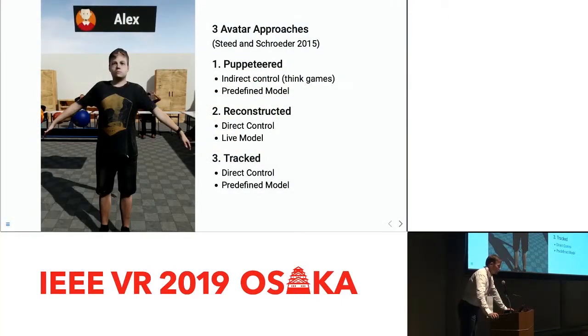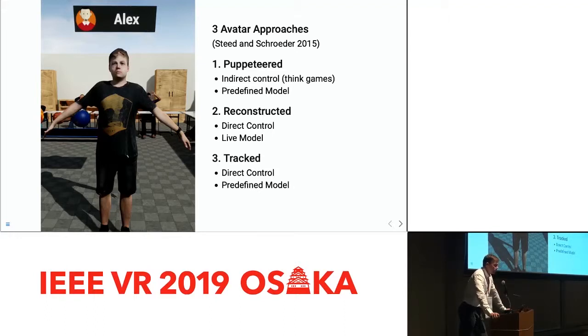You can do this with all kinds of different approaches. Steed and Schroeder had a good taxonomy of how you could model these avatars. You could start with puppeteered avatars. Think computer games: you move the game controller, and the avatar moves accordingly. You control the movements, but they are not in synchrony with your own movements, which makes a big difference. You can do reconstructed avatars, like Bernd Fröhlich's group did, or still does, in Weimar.